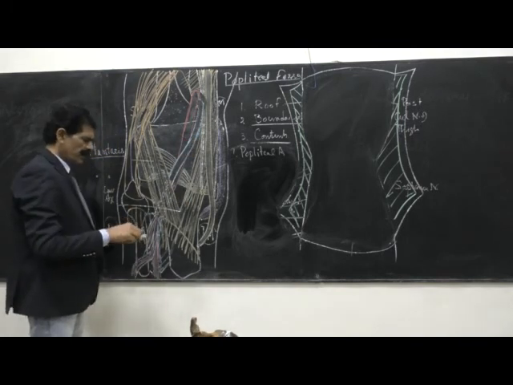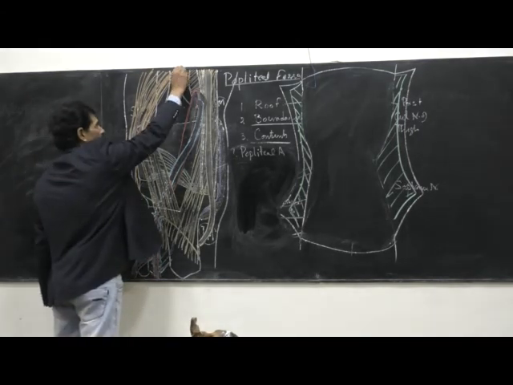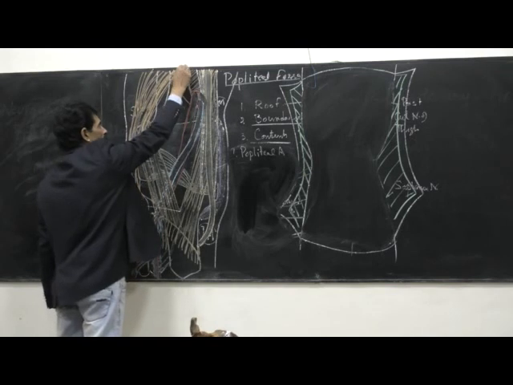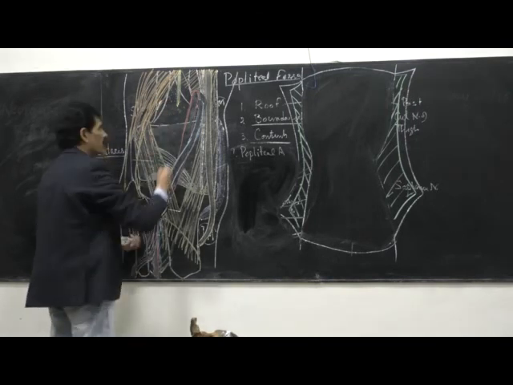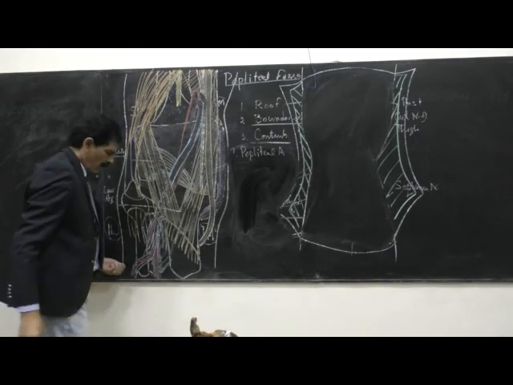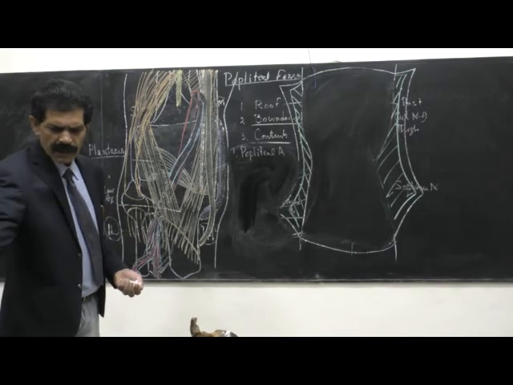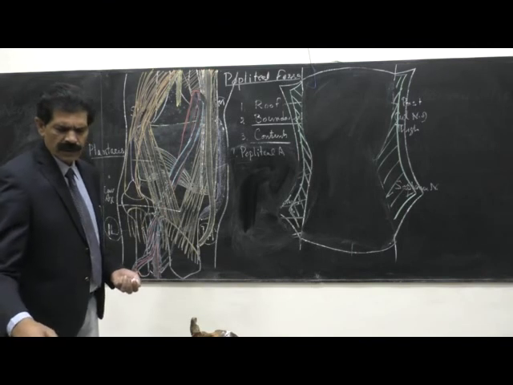Then from the posterior dissection of the thigh, we already know that from the upper apex of the popliteal fossa, the sciatic nerve bifurcates into a medial and a lateral nerve. The medial nerve is tibial nerve and a lateral nerve is called common peroneal nerve. So here in the popliteal fossa, in the upper apex, we will see the bifurcation of the sciatic nerve.